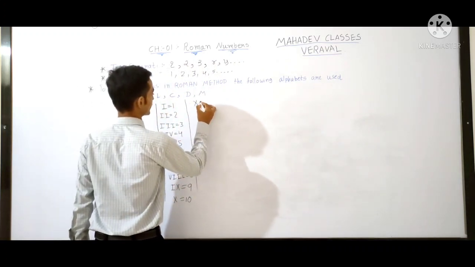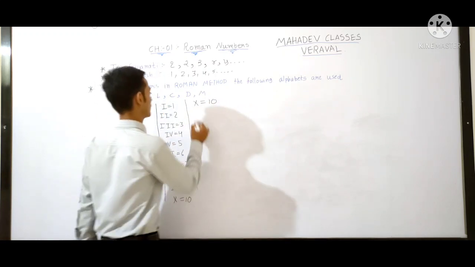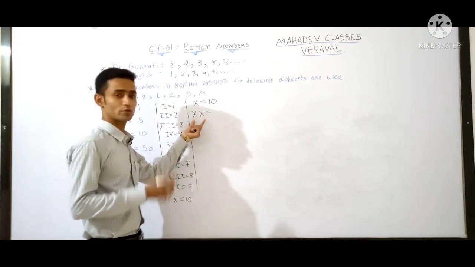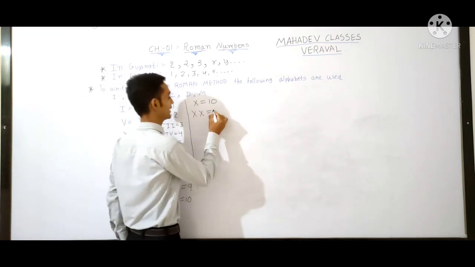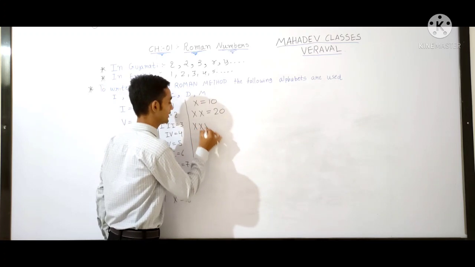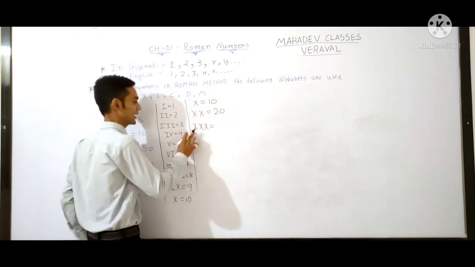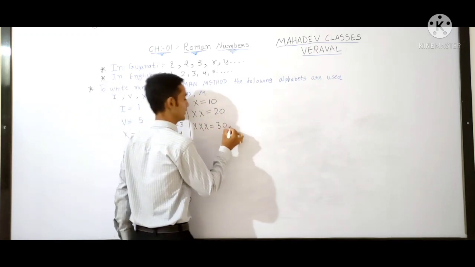Here you all know that X is equal to 10. And what will happen if we write 2 times X? It means there will be a process of addition. XX means 10 plus 10, you will get 20. Similarly, if you write 3 times X, then it will be a process of addition, which is XXX: 10 plus 10 plus 10, you will get 30.